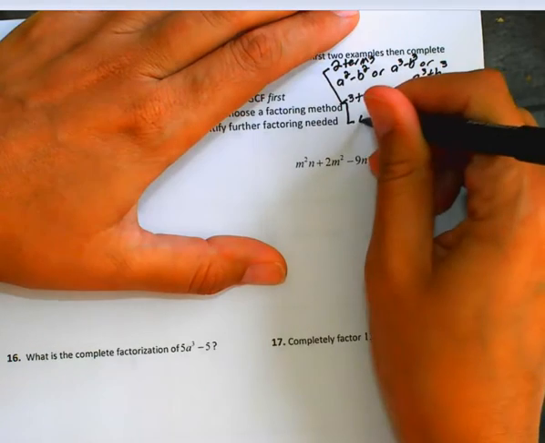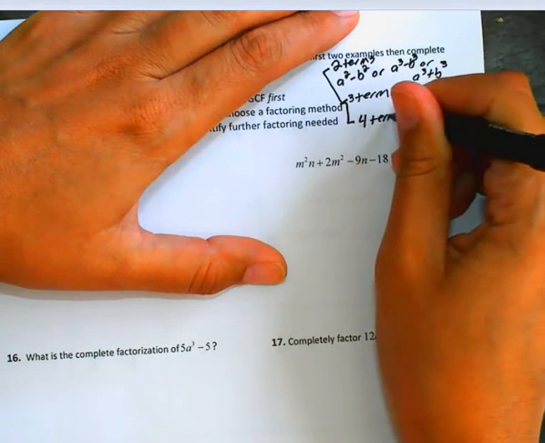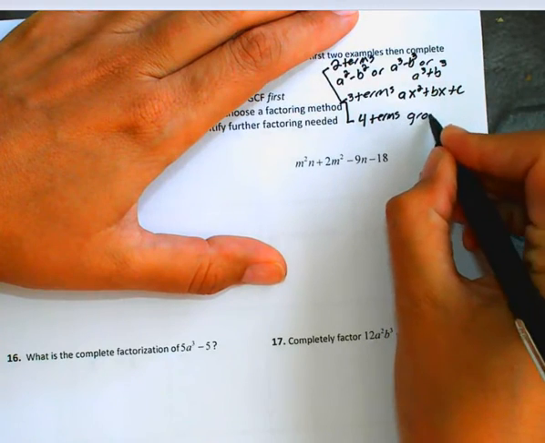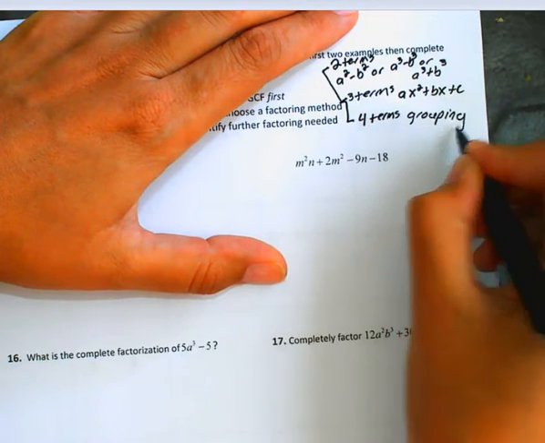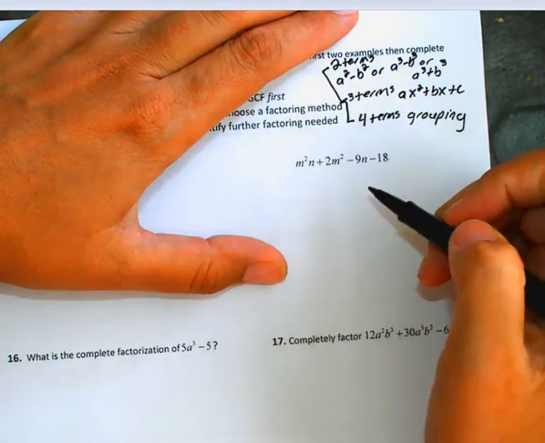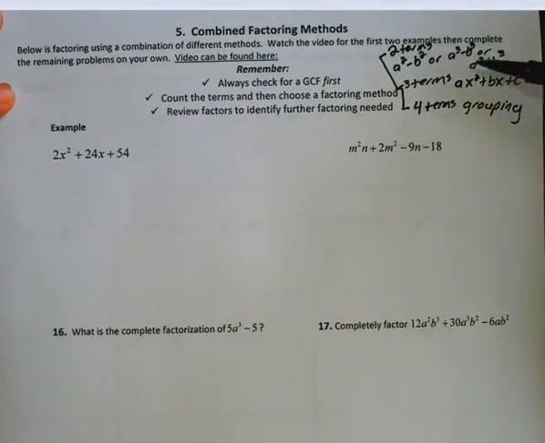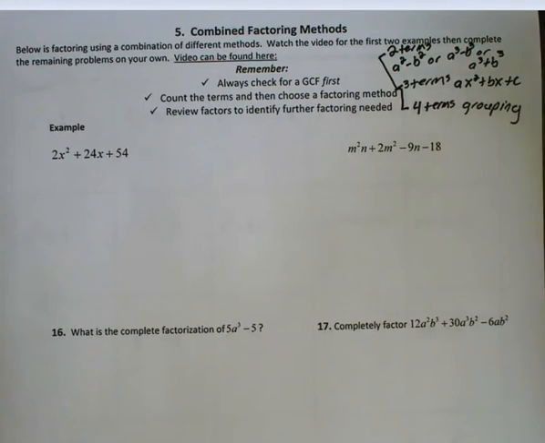And then if you have 4 terms, then you're going to be doing grouping. But again, you always want to look for that GCF first. Okay, so let's take a look at the first one. Also to point out that there could be more than one of these methods. Not only are you having to choose the correct method, but there also could be several methods in one problem. So let's take a look at the first example.